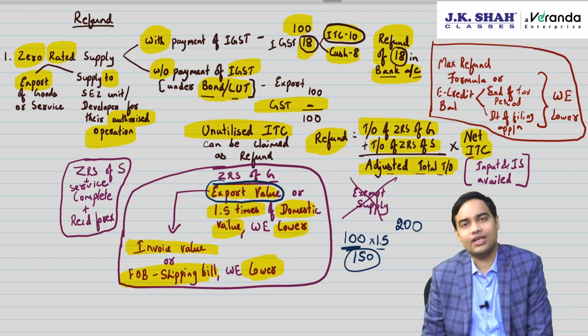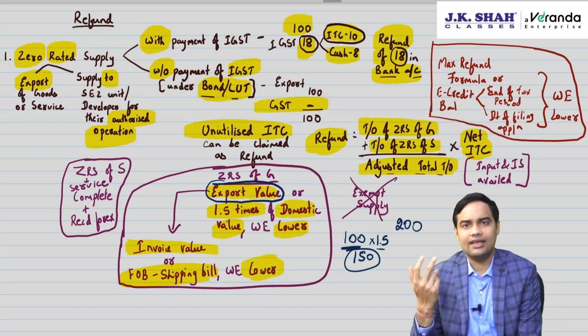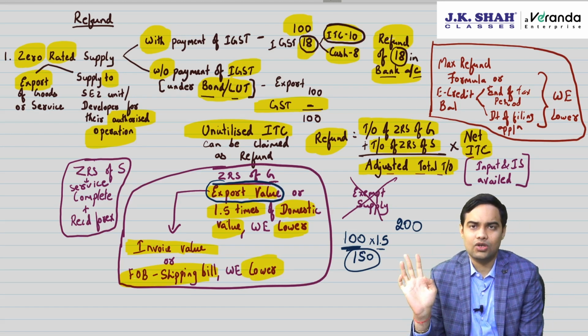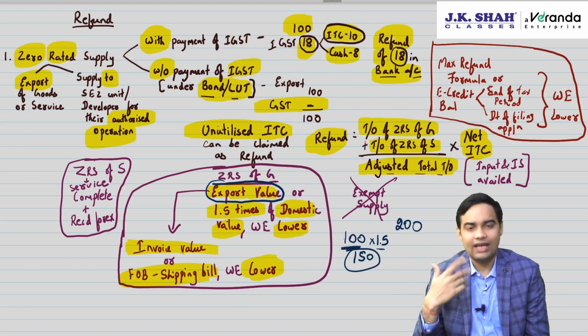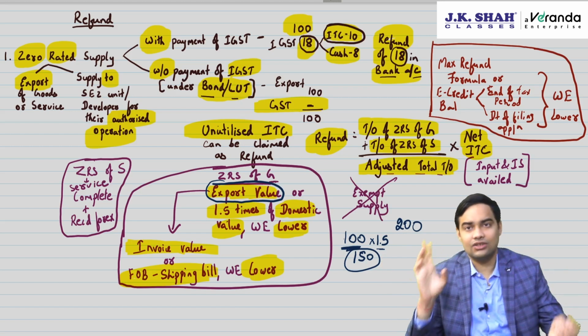FOB contract: free on board till the Indian port. I will arrange it. Thereafter you see how you want to get it transported. You book everything. Second one is CIF. I will charge you for CIF, cost, insurance, freight, till it reaches your country.